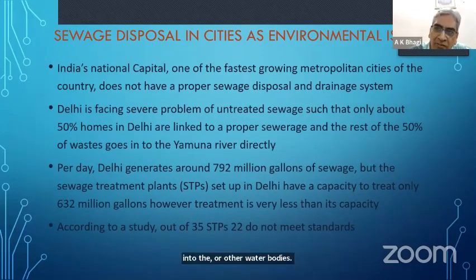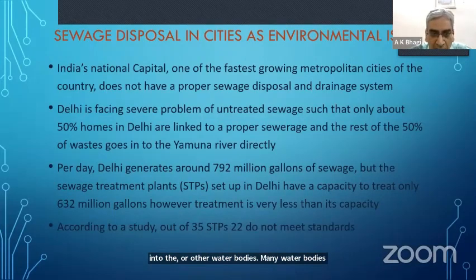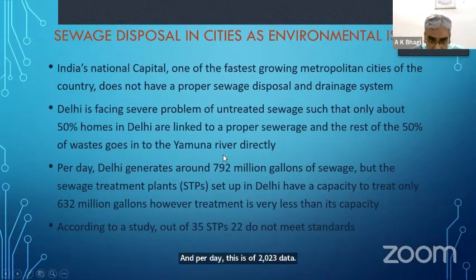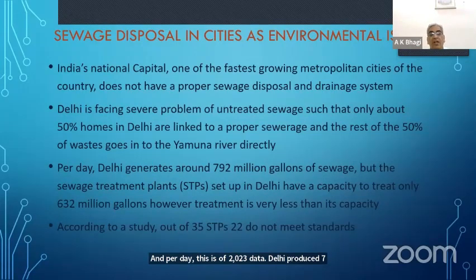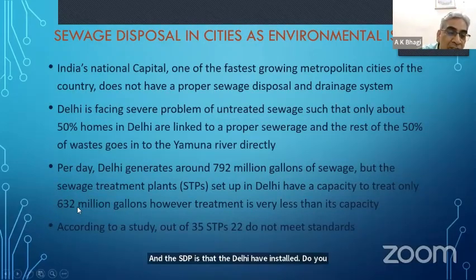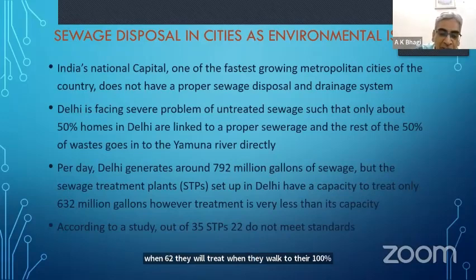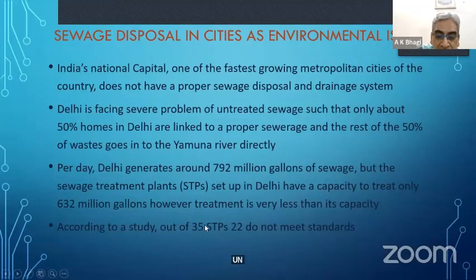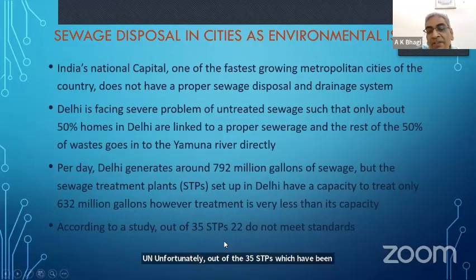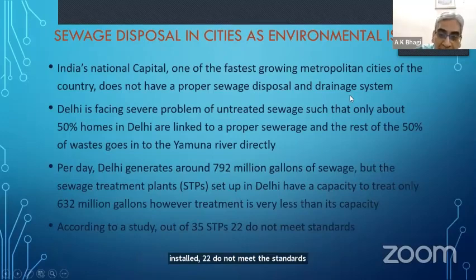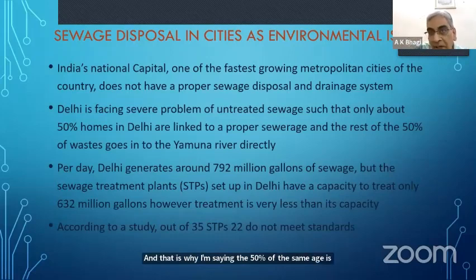Many water bodies have vanished from Delhi because of the sewage problem. And per day, this is 2023 data, Delhi produced 792 million gallons of sewage. And the STPs that Delhi has installed have a capacity to treat only 632 million gallons, and that too when they work at their 100% full potential. Unfortunately, out of the 35 STPs which have been installed, 22 do not meet the standards. And that is why I'm saying 50% of the sewage is going untreated. This is the state of affairs in the capital city.